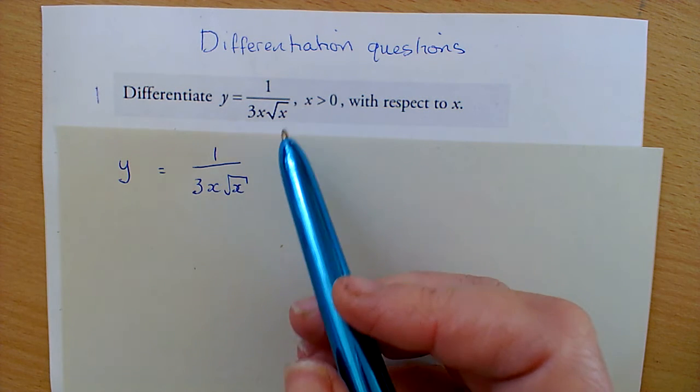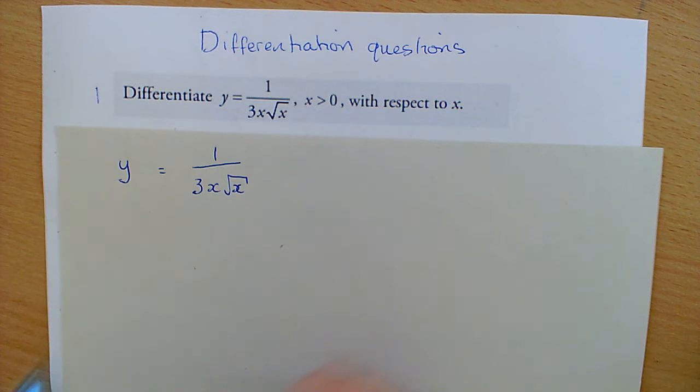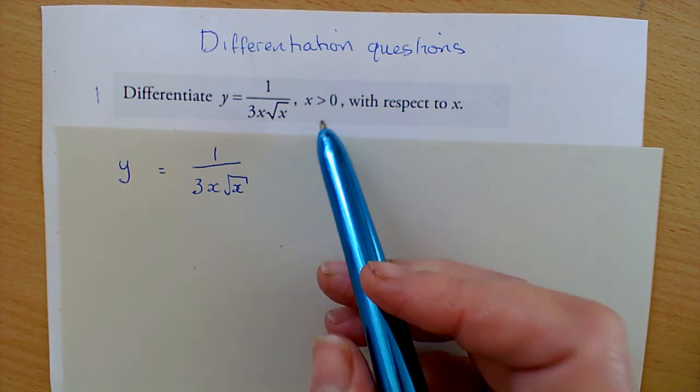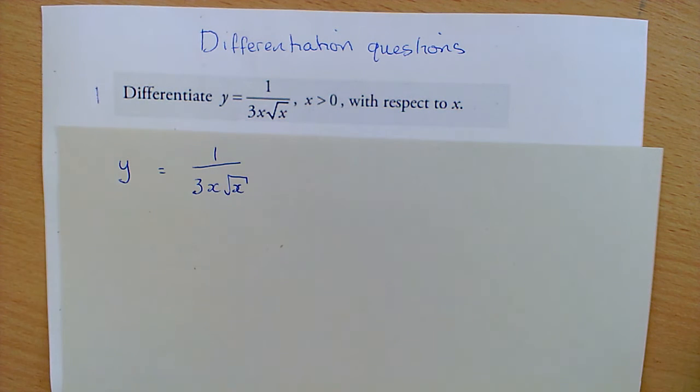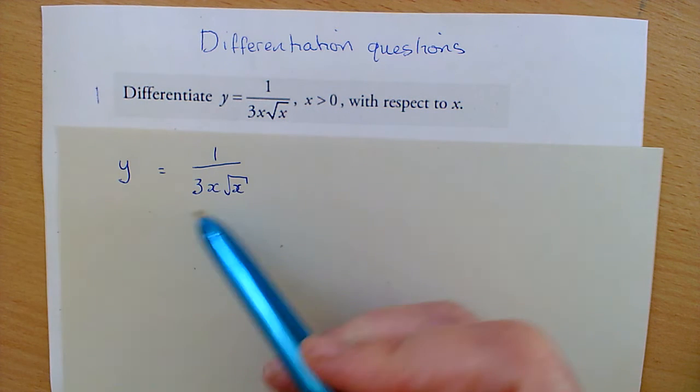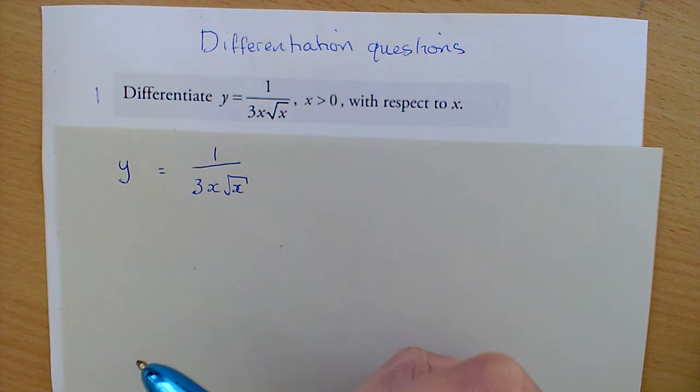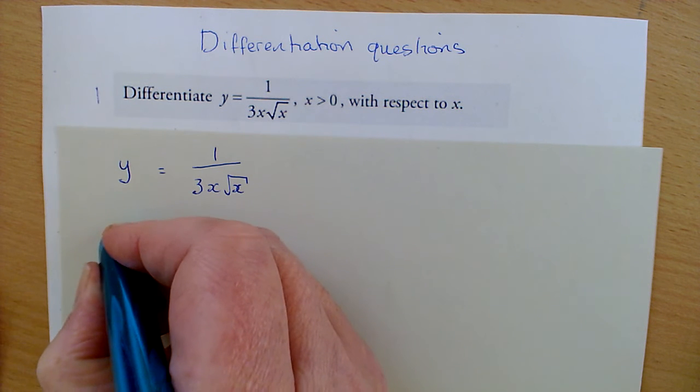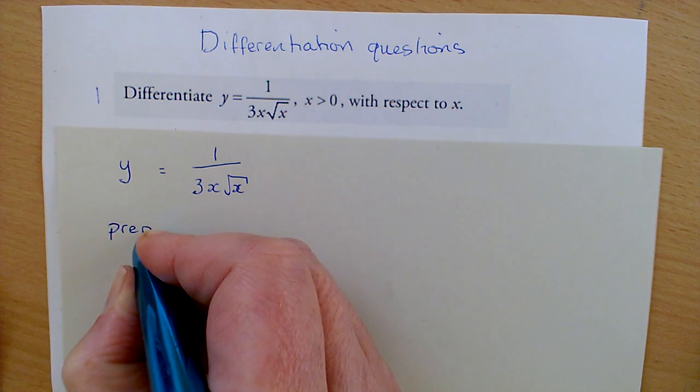If x was less than 0, you would be taking a square root of x, which you couldn't get an answer to as a real number. So we're not wanting to do that. So we're saying x is greater than 0, so we don't have any of those issues. Now, before you can differentiate this, you have to prepare to differentiate. So we're going to prepare.